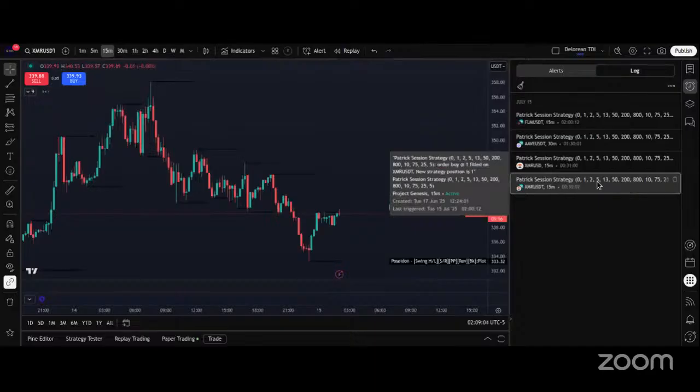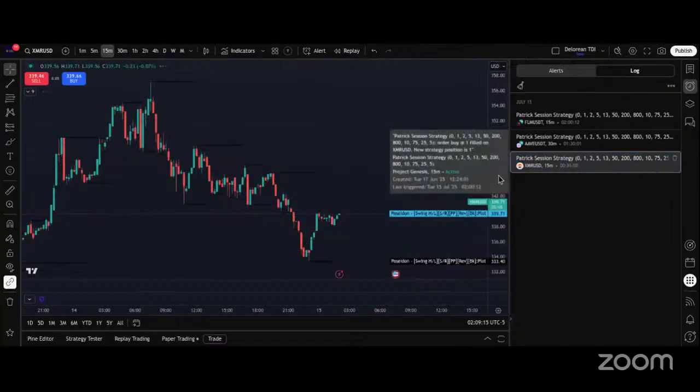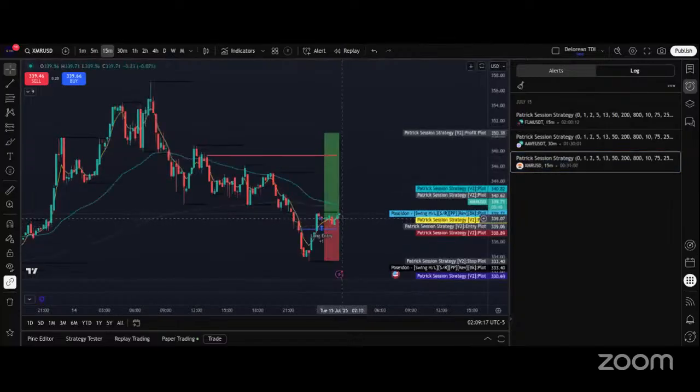We have another call on XMR versus Tether. Again, we just explained why we would not take this position. We have XMR versus the US dollar. It's mirroring the same thing that we're seeing on XMR versus USDT. You have two major areas of resistance above price. Won't be taking that trade.